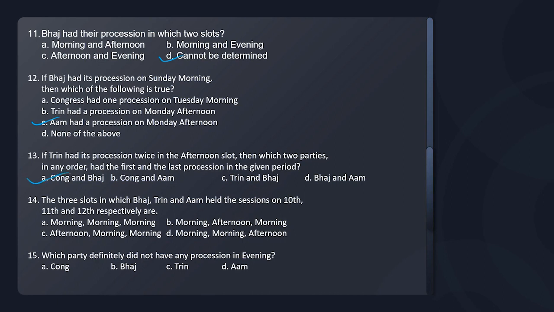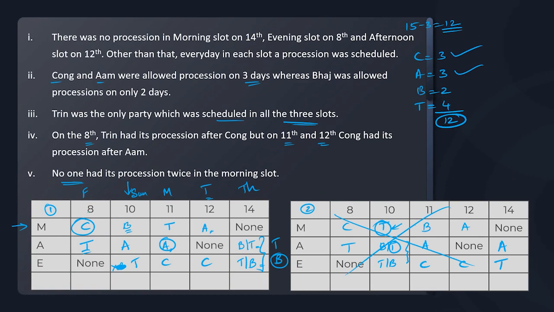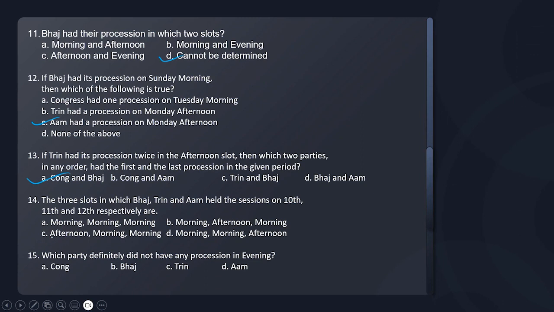The three slots in which B, T and A held positions on 10th, 11th and 12th. So if you observe the table, 10th, 11th and 12th, B, T and A, all of them are in the mornings. So it is morning, morning and morning. So it's M, M, M. So option A.